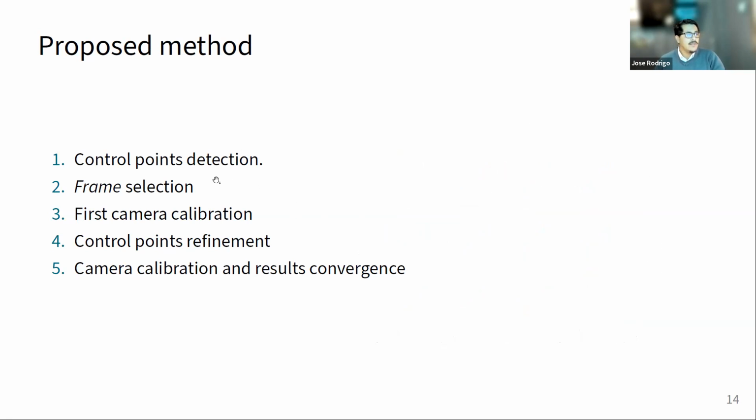Okay, so our method has 5 principal steps. The first one is control points detection. The second one is the frame selection. The third one is the first camera calibration. The fourth one is the control points refinement. And the fifth one is camera calibration and results convergence.